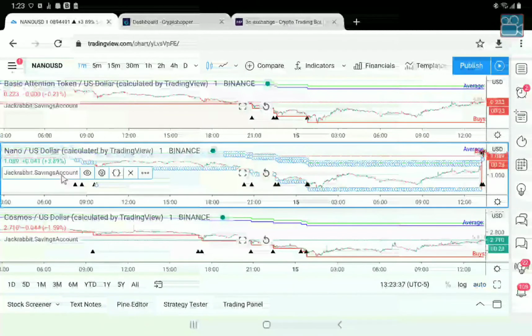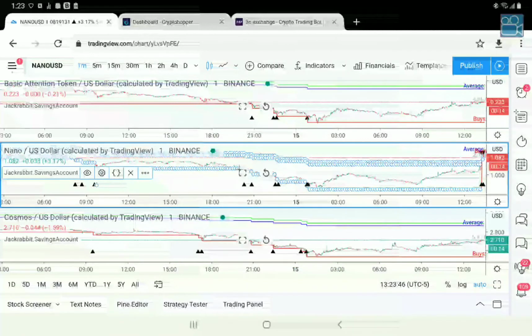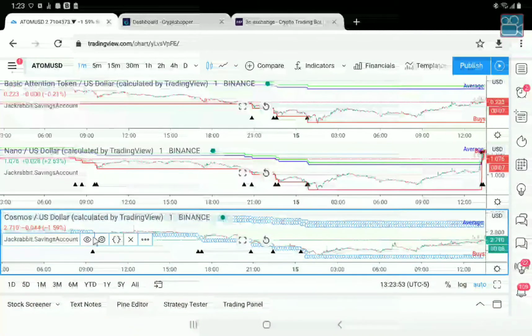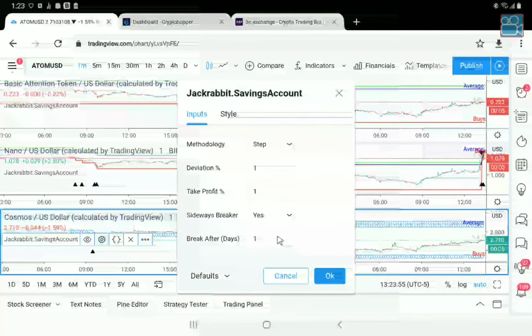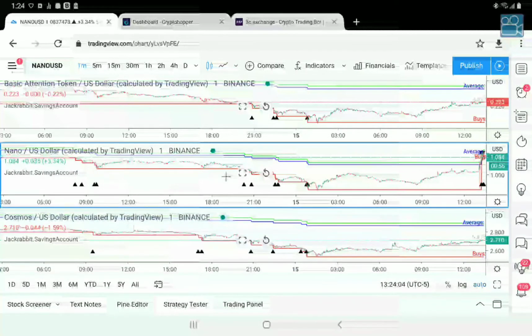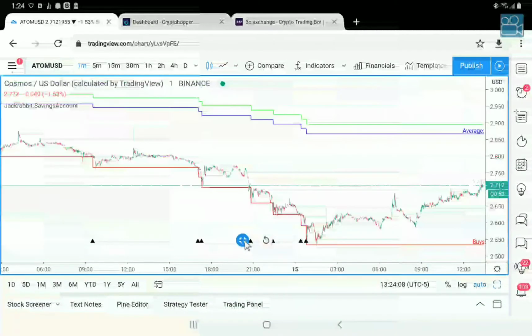You'll see for this coin, Nano, I'm not using it. But for Atom, I am using it. The difference is exactly how it performs. I'm going to demonstrate with Atom specifically.